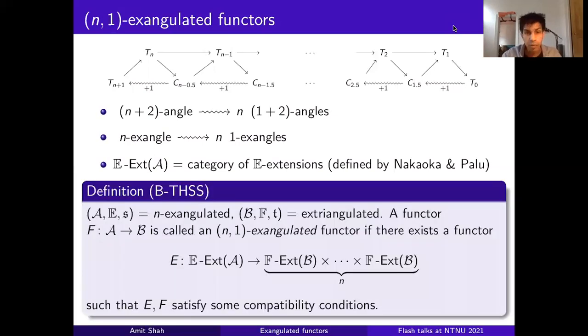And then what we call an (n, 1)-exangulated functor is a functor going from an n-exangulated category to an X-triangulated category. An example might be from an n+2 angulated category to a triangulated category, as we've just seen. What it should do is take one long extension, one delta, and give me back n different X-triangles on the right-hand side. And then there are some nice compatibility conditions that we need to ensure that this functor behaves nicely with the assignment of objects.